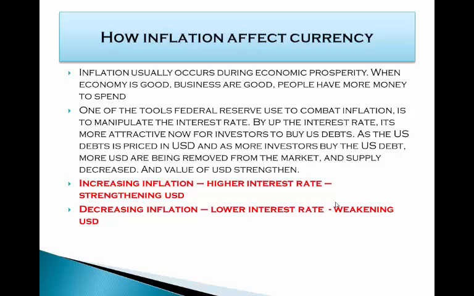And one of the tools the Federal Reserve uses to combat inflation is to manipulate the interest rate, right? Increase the interest rate, maintain the interest rate, or lower the interest rate. These are the three things the central bank can do, and they use the interest rate to combat inflation, right? Now, by raising the interest rate, it becomes more attractive for investors to buy US debt, as US debt is priced in US dollars. If more investors want to buy US debt, they have to convert their home currency into US dollars, and therefore that creates demand for the US dollar, and the value of the US dollar goes up.